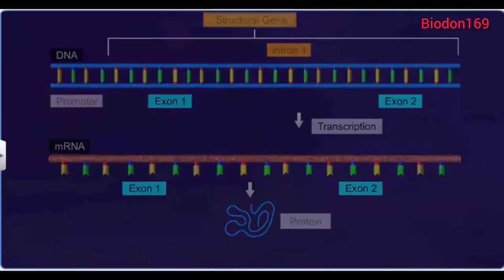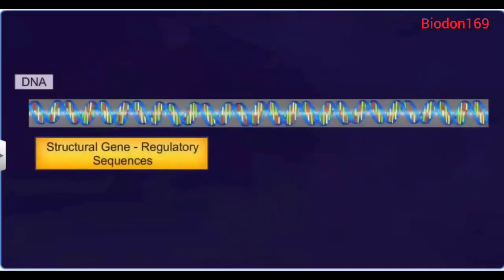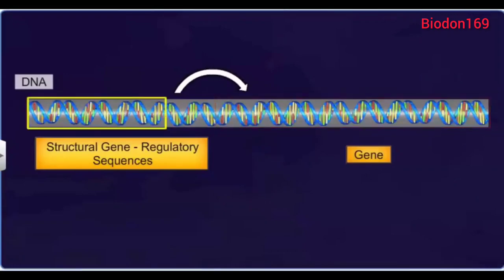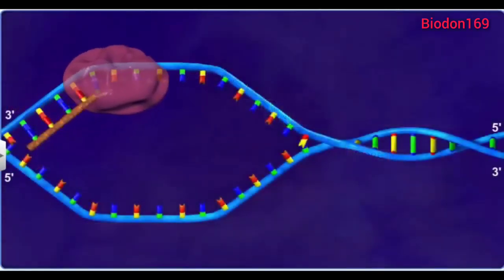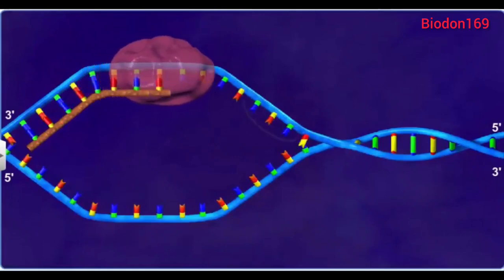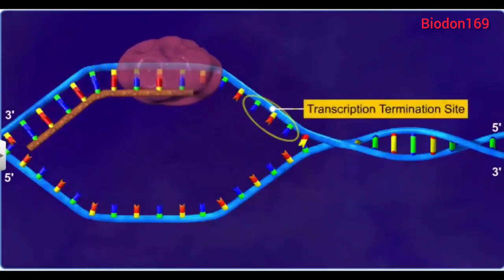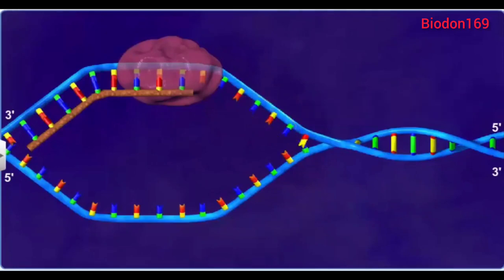The structural gene also consists of regulatory sequences which regulate the functions of other genes but do not code for any RNA or protein. They are also known as regulatory genes. At the 3' end of the structural gene is the terminator, which is another important part of the transcription unit. The terminator defines the end of the process of transcription.